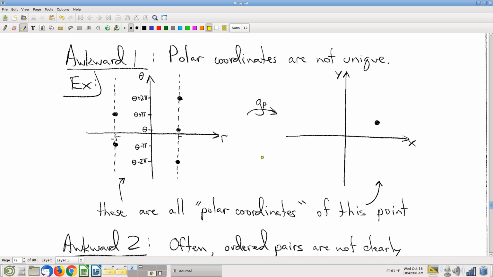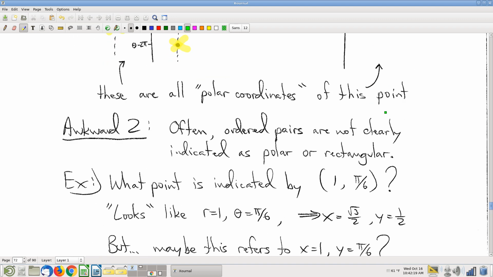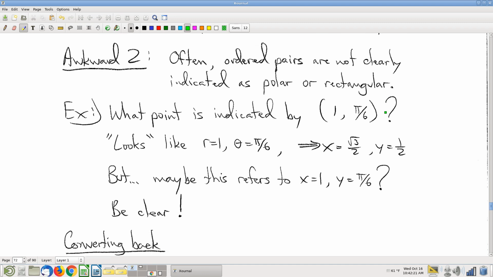Okay, so lots of different, failed uniqueness. All of these are polar coordinates of that same point. Okay. All right. Another thing to be aware of is the way we write down polar coordinates.